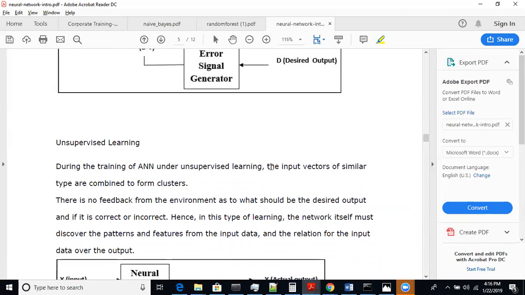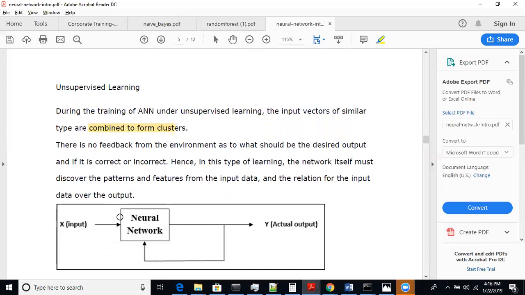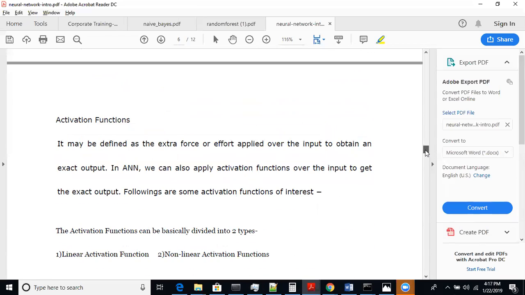Due to the training of ANN in unsupervised learning, the input vectors of similar type are combined to form clusters. So there is no feedback, because there is no desired output in unsupervised learning, so it cannot do correct or incorrect. We cannot make a correction based on the desired output and the actual output. In that case, the network must discover patterns and features from the input data. Here the network itself does the adjustment, and it is not based on error signals. So this part, adjustment of the weight, is not there.